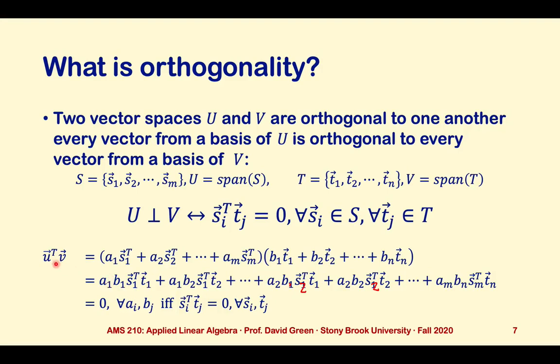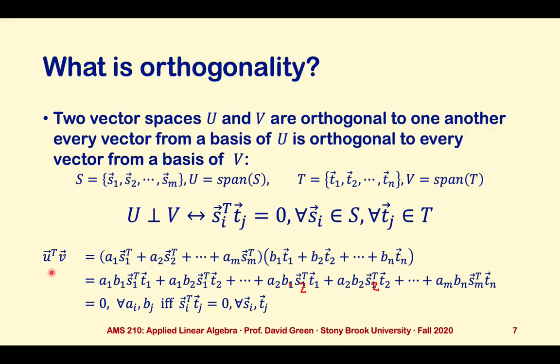The only way that this is going to be 0 for every possible u and v, that is for every possible combination of coefficients a and coefficients b, the only way we're going to get that is if all of these dot products are 0. Right? And if the dot products are 0, then it doesn't matter what these coefficients are. This dot product will always be 0.